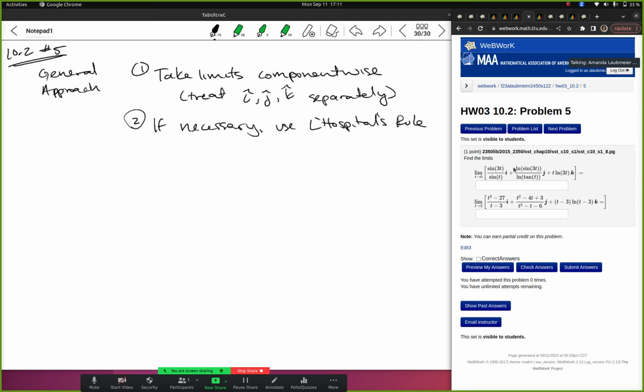So that's going to take us back to what you would have learned in Calc 1, I think. But the approach is that we're going to take derivatives of numerator and denominator. And then take the limit again. And we do this when we have a limit where we get 0 over 0 or infinity over infinity.